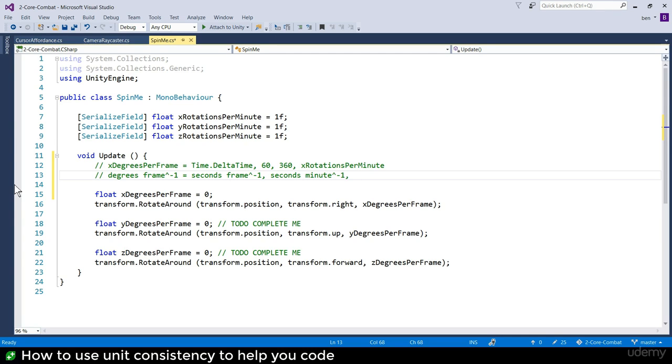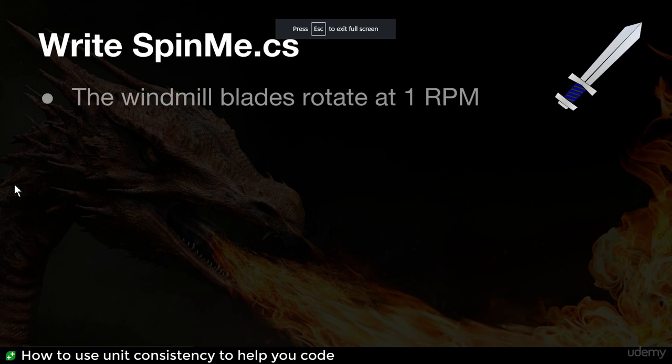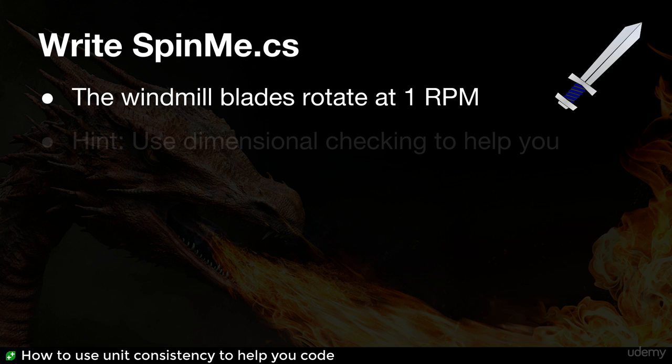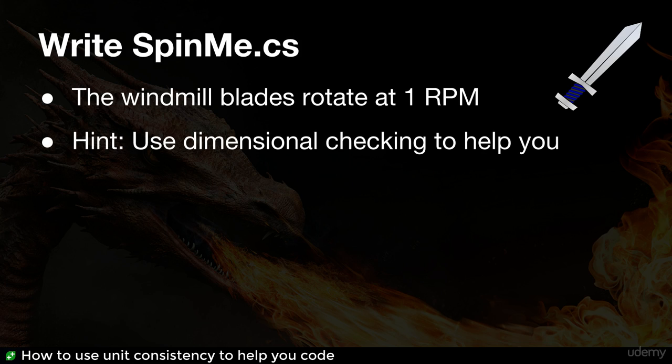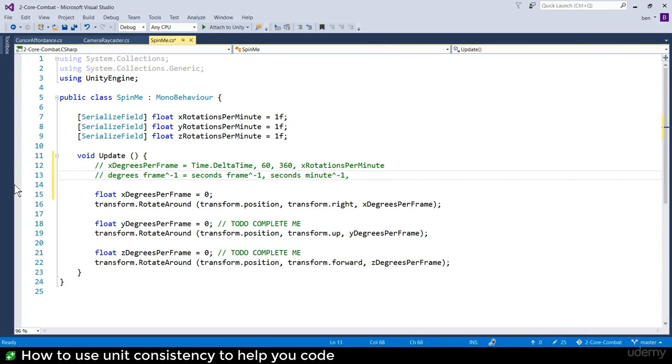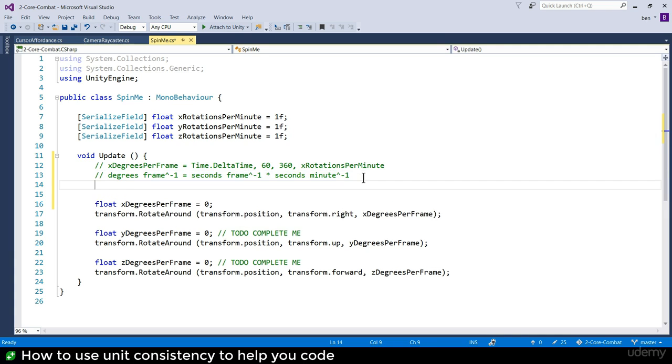All right? Now, I want you to finish this. This is the challenge. I want you to finish spin me using this same idea. If it works, the windmill blades rotate at 1 RPM and use dimensional checking to help you. To finalize that, to give you the last piece, what you're going to need to do when you've put these other two things in with commas is change them to either timeses or divides, depending on whether you ultimately want these things to stay on the top, to be cancelled out or not. So if we times seconds per minute by seconds per frame, what do we get? What do I get if I times seconds per minute by seconds per frame? Let me just put that on another line.